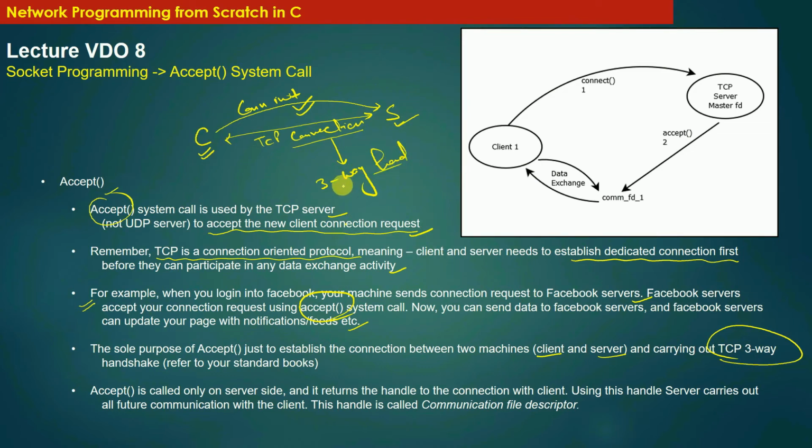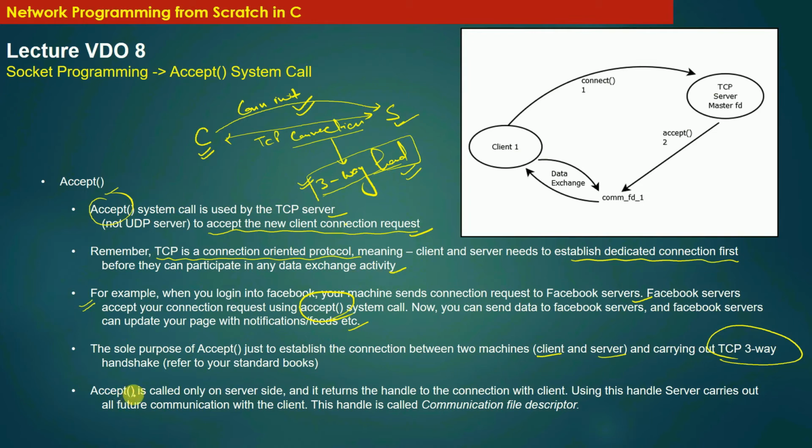Now again, the details of the three-way handshake protocol are out of the scope of this course. If you study TCP internals, you will also study what the three-way handshake protocol is. So again, I advise you to refer to the standard textbooks to know about the internals of TCP. For now, the bidirectional TCP connection setup between the client and the server requires a three-way handshake mechanism. So the accept system call actually helps in achieving the three-way handshake mechanism between the client and the server.